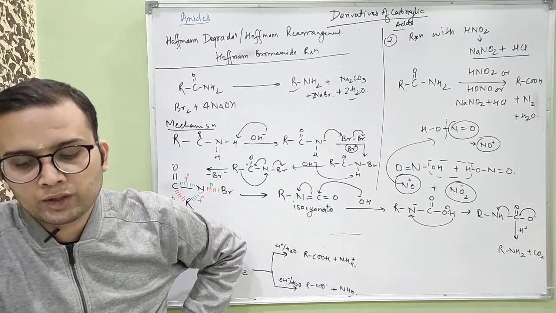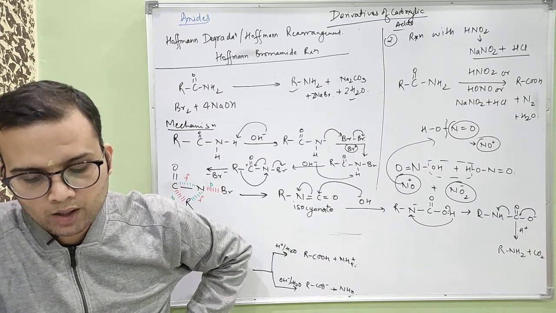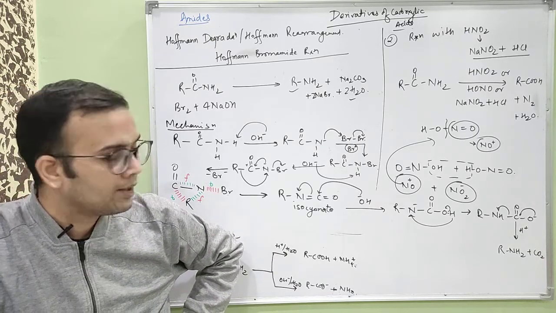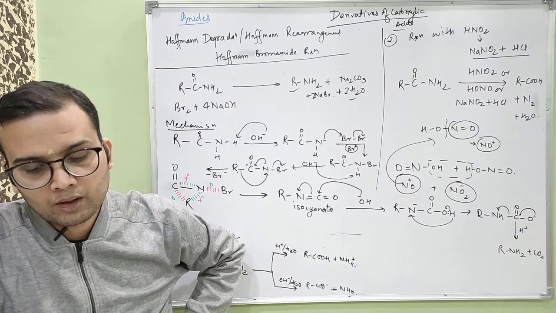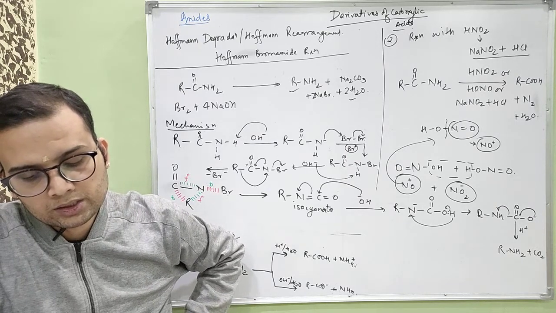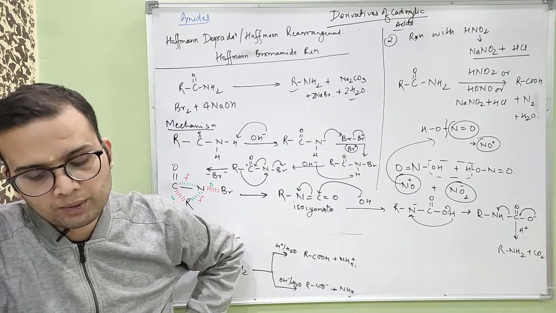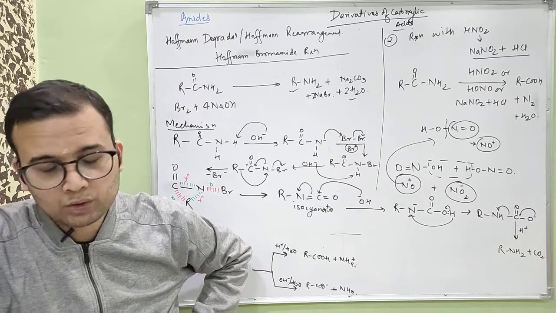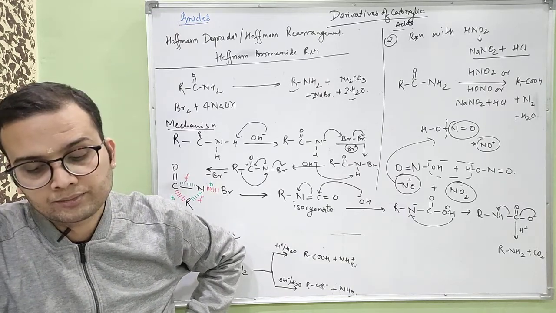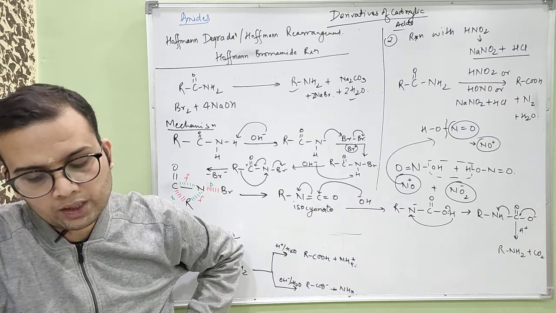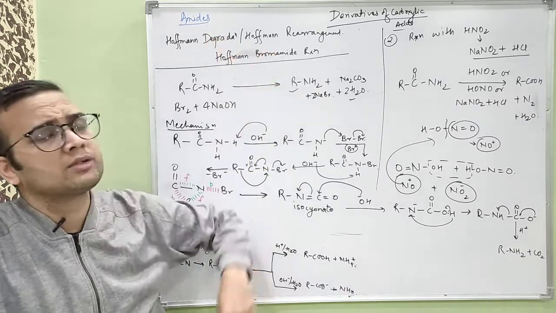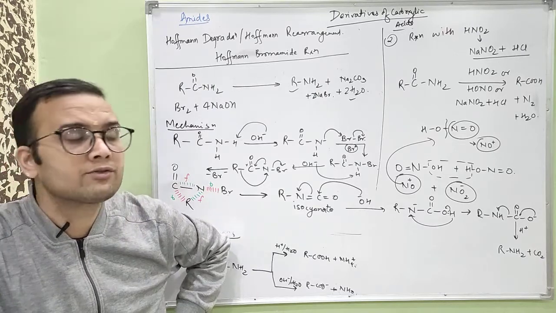Amides with no substitution on nitrogen react with a solution of bromine or chlorine in NaOH or KOH to yield amines. This is called Hoffman Rearrangement, or you can write all the three names. This is called Hoffman Rearrangement. That is the first thing.